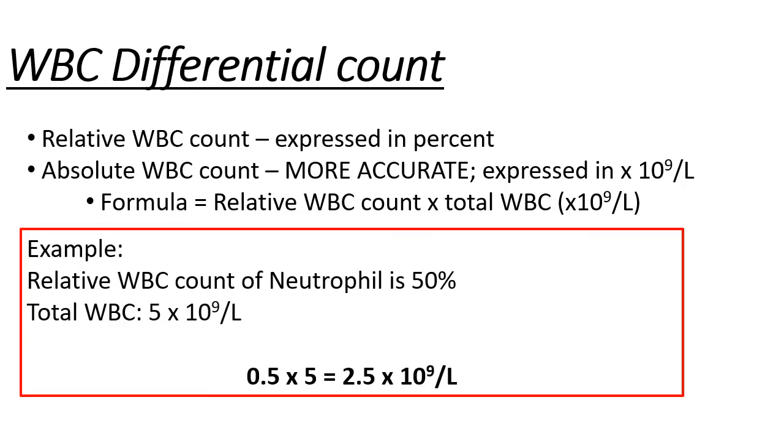Okay, let's proceed with the example situation. Ang given na information, the relative WBC count of neutrophil is 50%. Total WBC is 5 times 10 raised to 9 per liter. So, paano mo yung i-compute? I-convert mo yung percent form into whole number, multiply by 5, okay? And then, makuha mo na siya. 2.5 times 10 raised to 9 per liter ang absolute WBC count of neutrophil based on the given information.